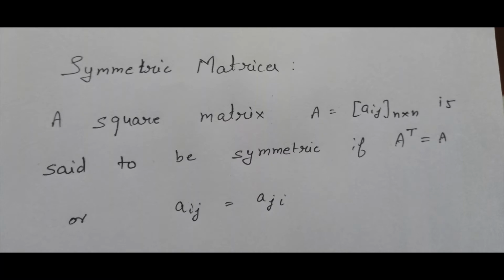A square matrix A = [aij] of order n × n is said to be symmetric if A transpose equals A, or aij equals aji. That means the matrix must be a square matrix of order n × n. So there must be a square matrix for a matrix to be a symmetric matrix.